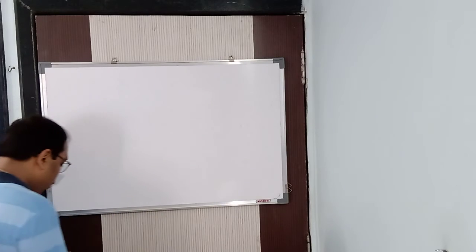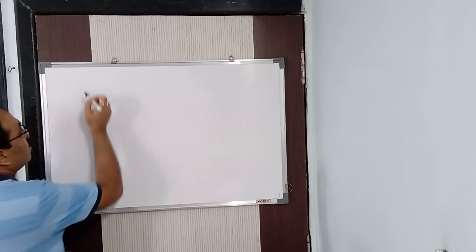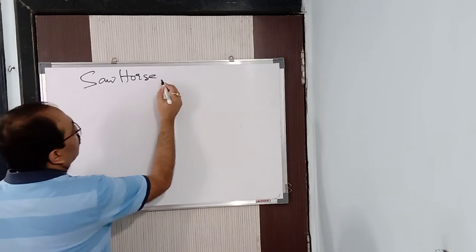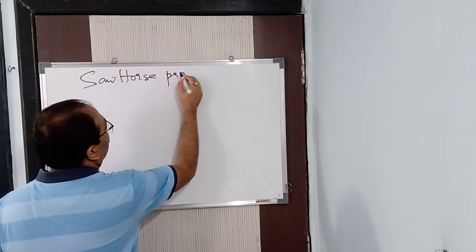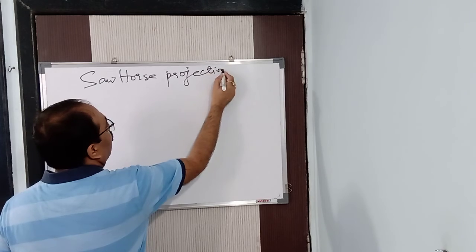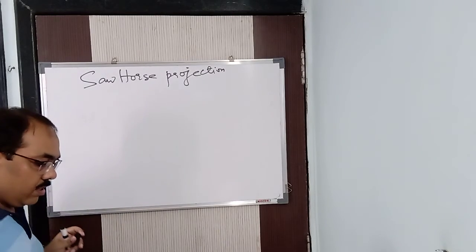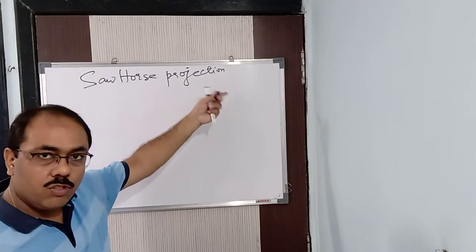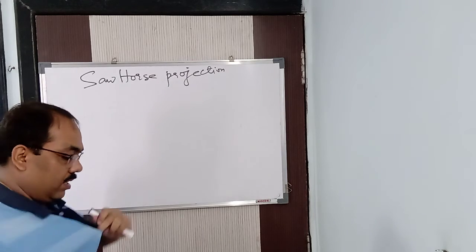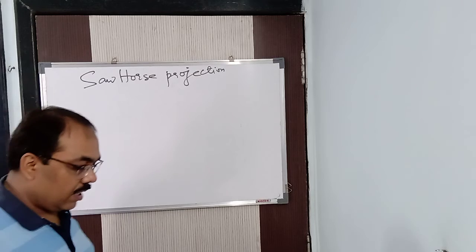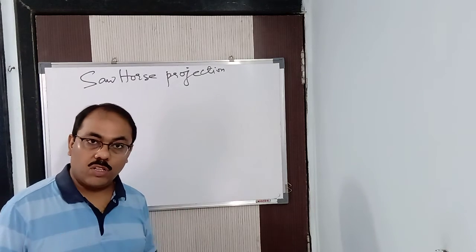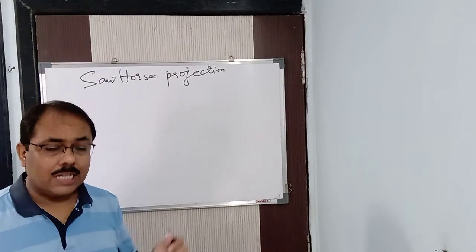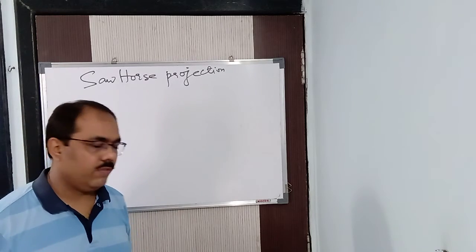Sawhorse, and another will be a Newman. So sawhorse formula or sawhorse projection, whatever you can say. Now in case of sawhorse we are having 2 types of projection or formula. One is your staggered, another is your eclipsed.